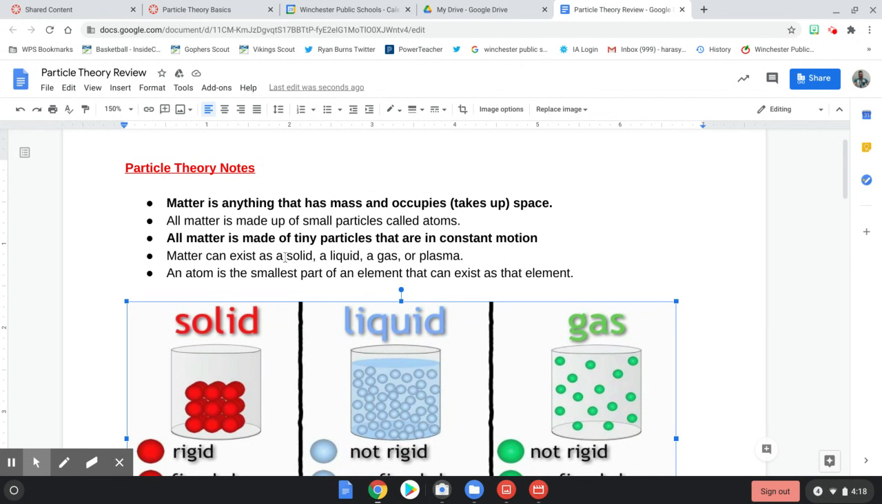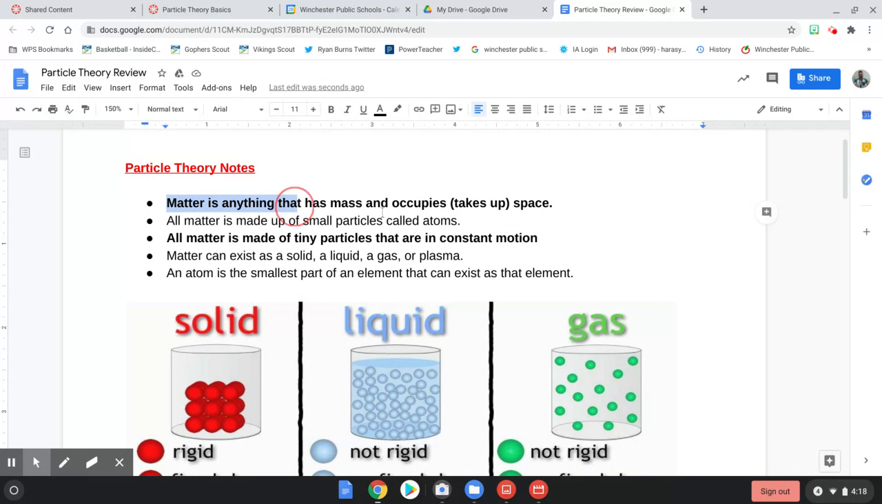There's a couple things you need to know about the particle theory of matter, and they're all bulleted up here. So let's start with this one. Matter is anything that has mass and occupies space, which means takes up. And if you remember from earlier this year, occupying space is the definition of volume. So basically, matter is anything that has mass and has volume.